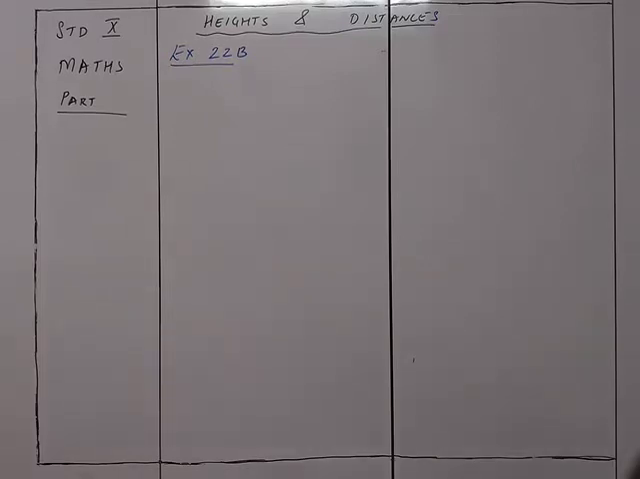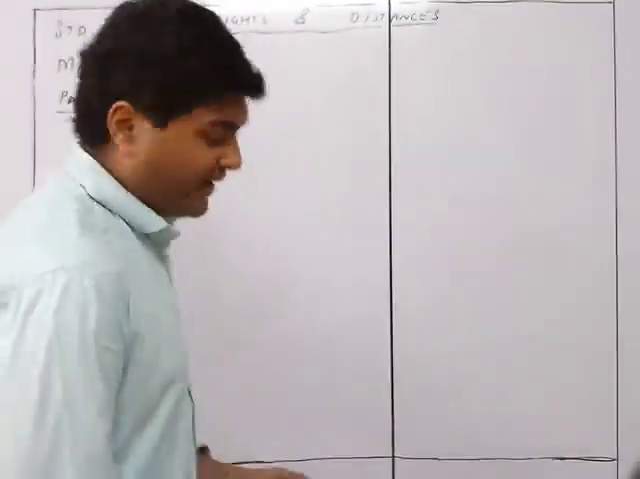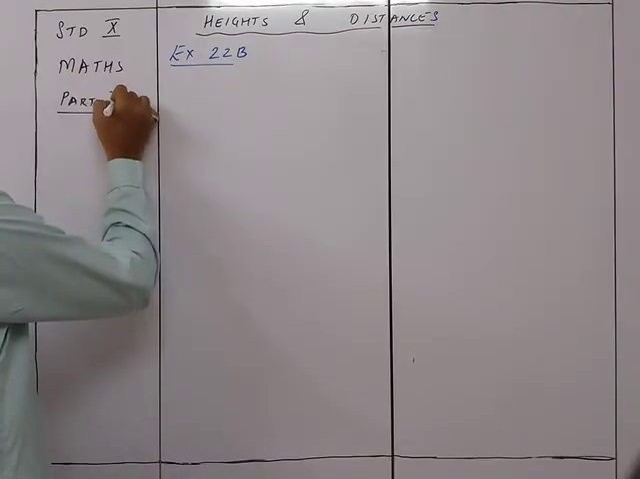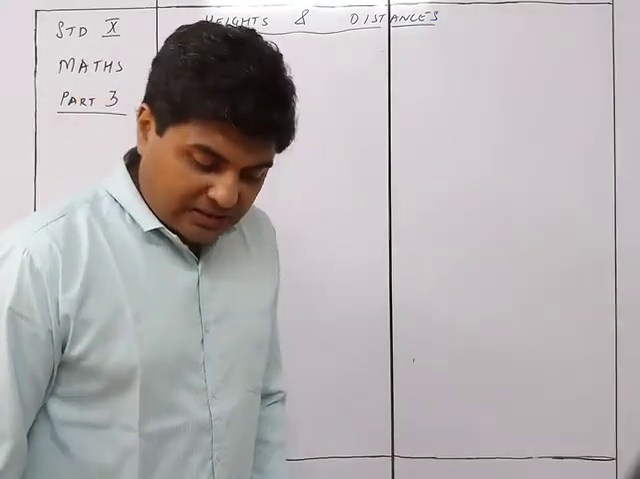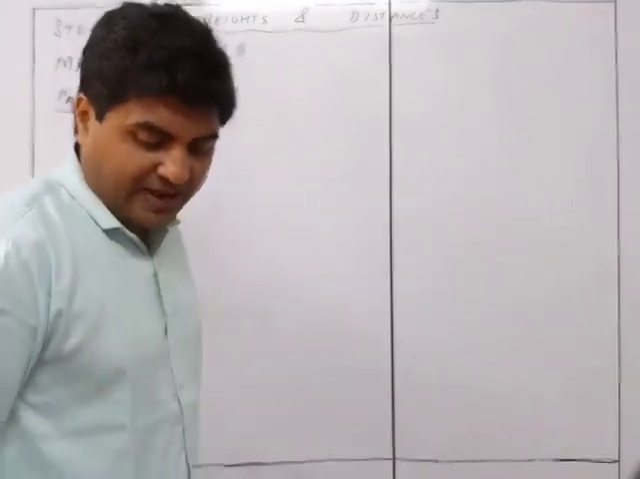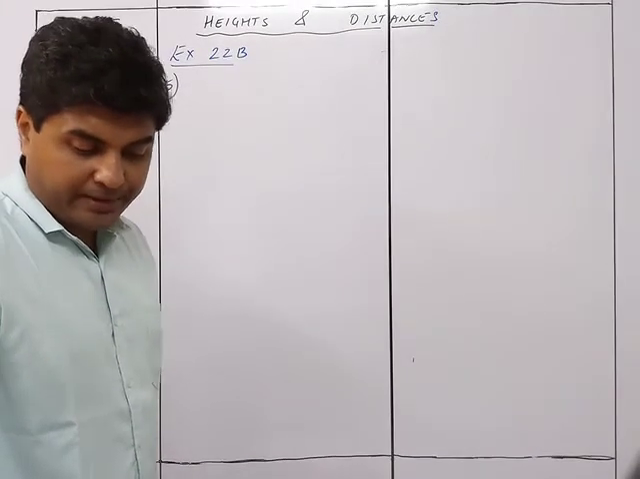So we continue with exercise 22B of heights and distance. We are on sum number 5 now. Two pillars of equal heights stand on either side of the roadway, which is 150 meter wide.